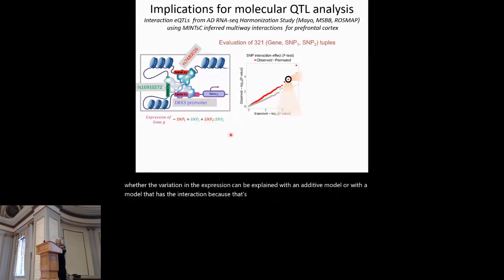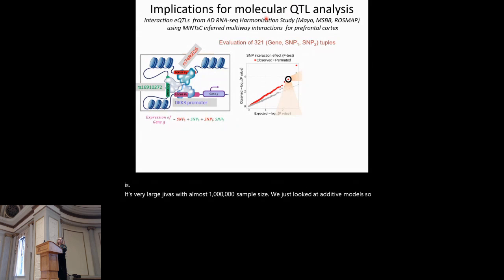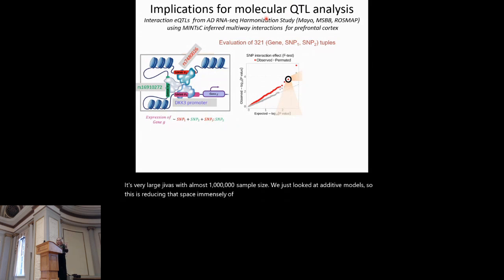Because that's what the state of the art for GWAS is. Even with very large GWAS, with almost 1 million sample size, we just looked at additive models. So this is reducing that space immensely, of course, right? From the millions of interactions that I can look at, I'm only allowed to look at 321 of them. So this red line is the QQ plot of the p-values from an F-test that tests for this interaction. And the gray line is the QQ plot of the p-values you get if you permute the data, breaking the link between the expression and the genotype.